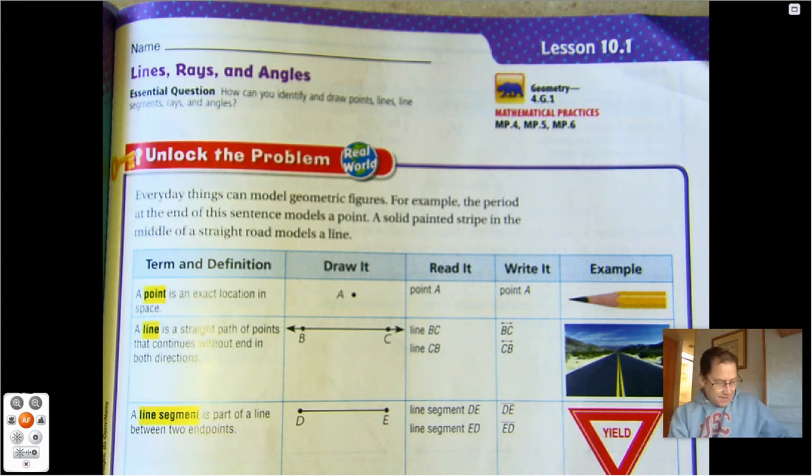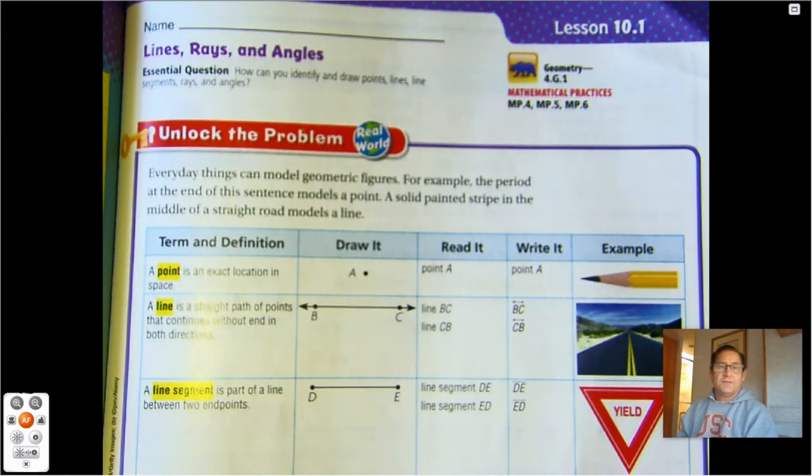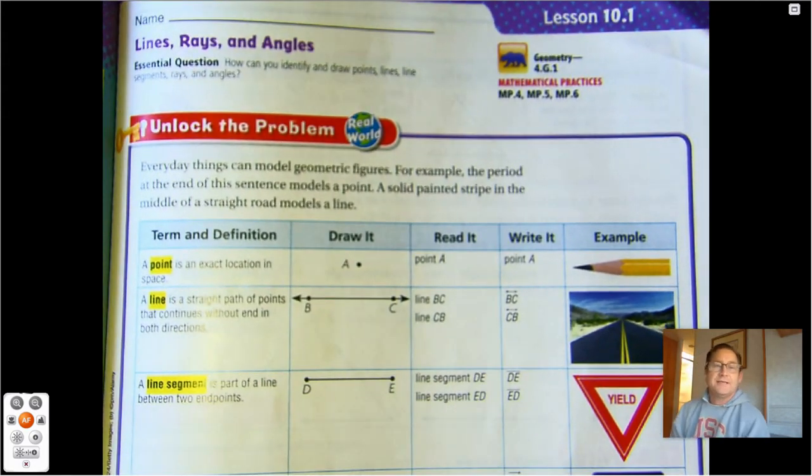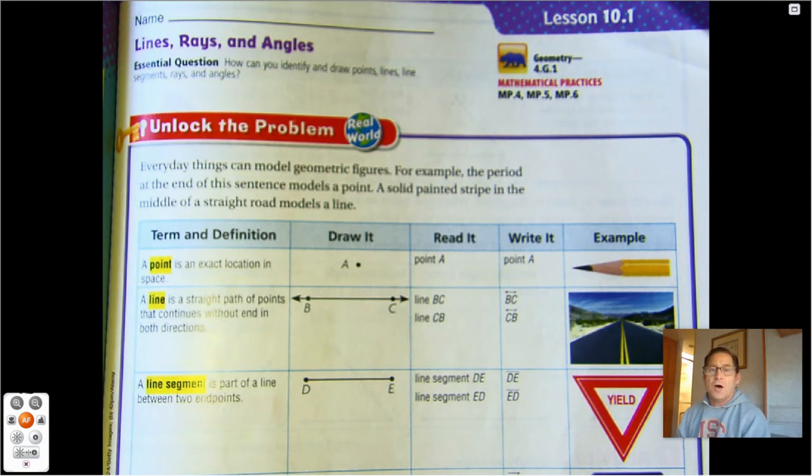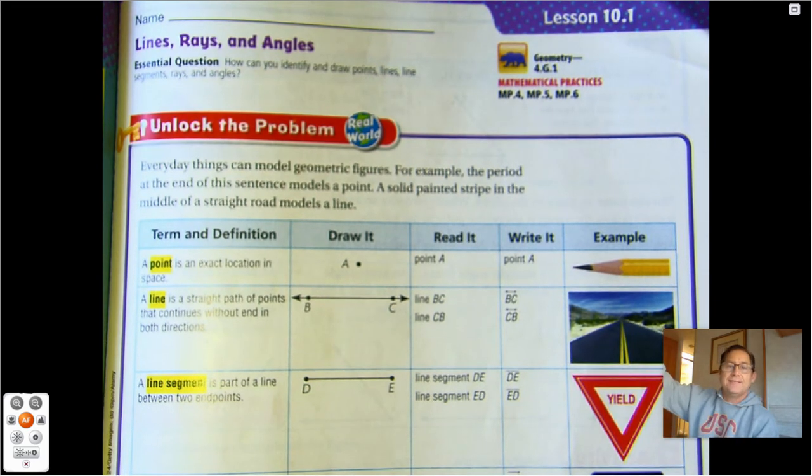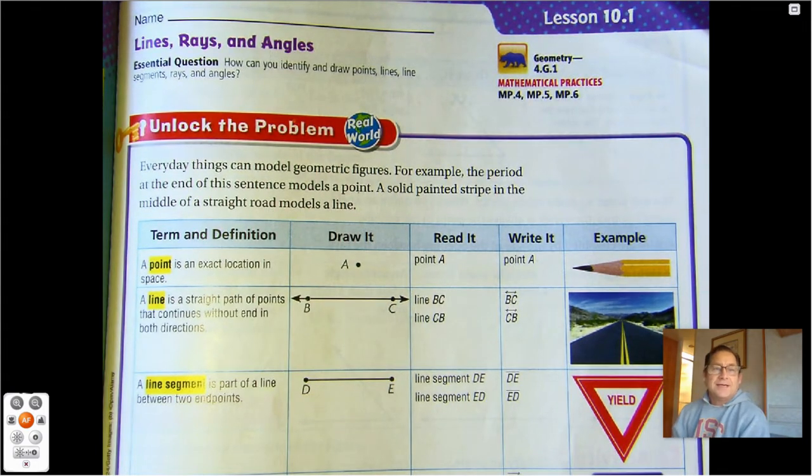Good morning, everybody. So we're going to start chapter 10, our studies for chapter 10, and our first lesson is on lines, rays, and angles. We are on page 399 of your textbooks. And our essential question for this lesson is, how can you identify and draw points, lines, line segments, rays, and angles?